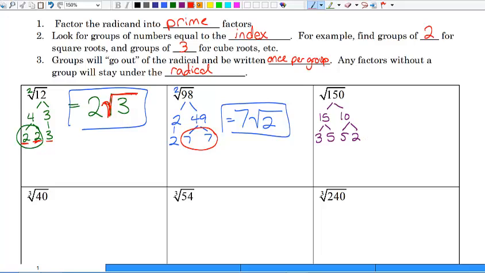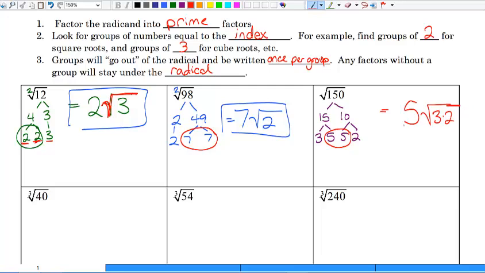Okay, who has a date here? Well, it looks like 5 gets to go out of the house. And underneath the radical, 3 does not have a date. He does not have anyone exactly like him. 2 does not have a date, so he does not get to go out. So both 3 and 2 have to stay home under the radical.